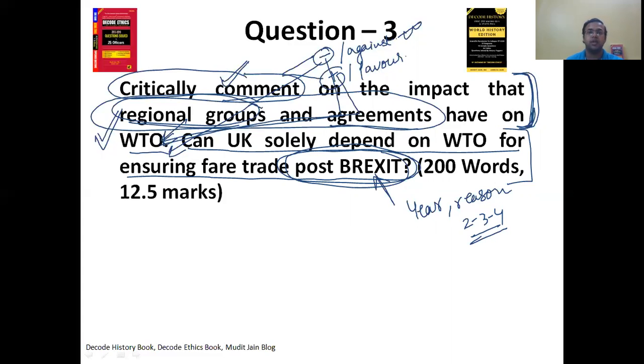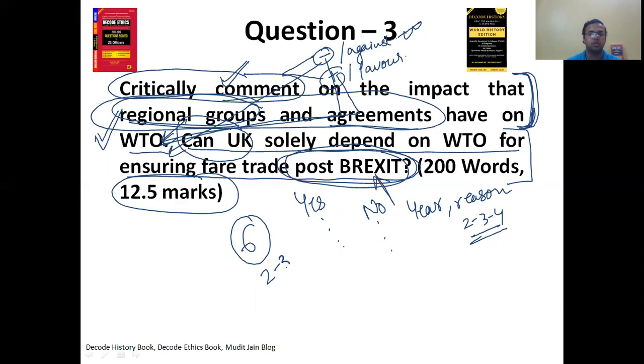Can UK solely depend on WTO? Again, this can be divided into two parts because it is a view. Can it depend? It may or it may not. So you can write yes, it can depend, 1, 2, 3 points for that, and no, it cannot depend, 1, 2, 3 points for that. So overall, like the previous question, you have identified 6 subparts for a 12.5 marker question, and you have to write only 2 or 3 points for each subpart, and you will give so much variety in your answer that you will score really well.